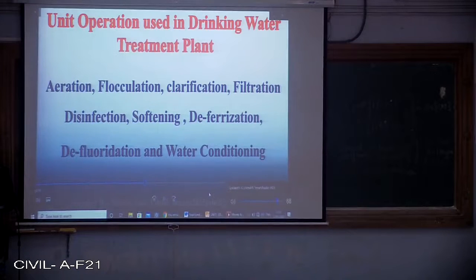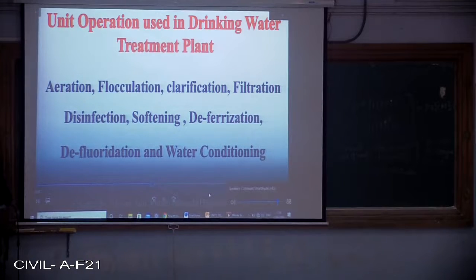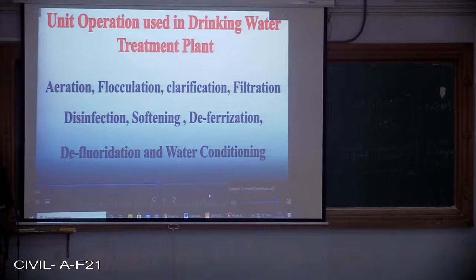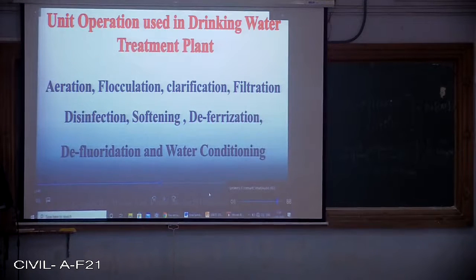The method of treatment to be employed depends on the nature of raw water constituents and the desired standard of water quality. Aeration, flocculation, clarification, filtration, disinfection, softening, defluoridation, and water conditioning are various unit operations used in a drinking water treatment plant. But the combination of these unit operations is completely dependent on the raw water quality and desired drinking water quality.